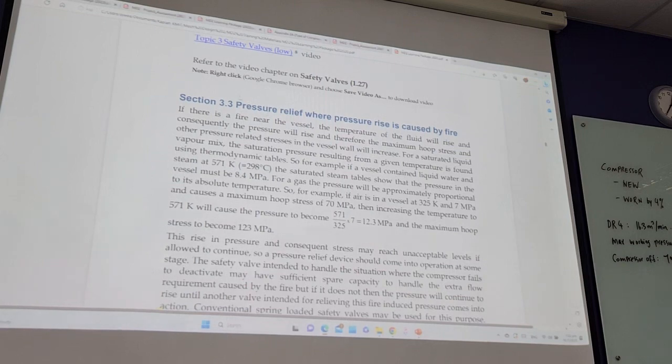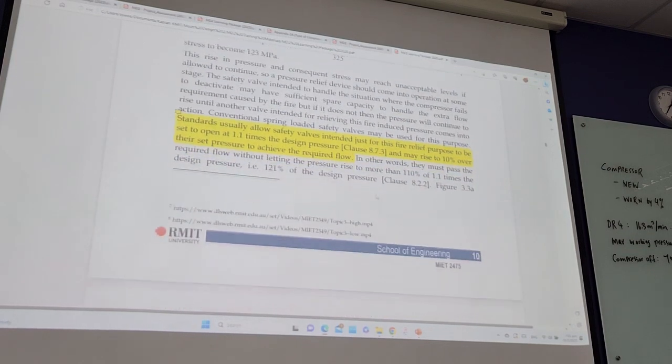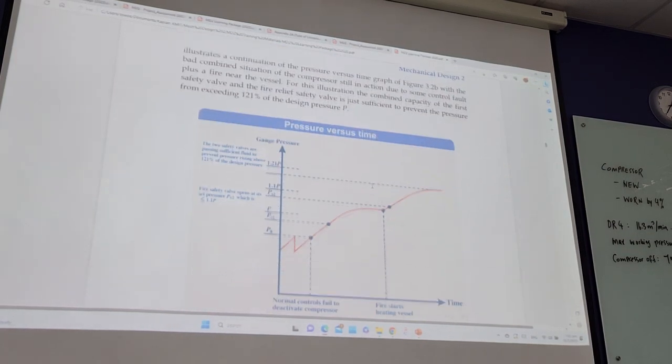Another scenario: pressure relief when pressure rise is caused by fire. Another safety factor. First is your compressor failed. Second scenario, the possibility there's a fire. So when there is a fire, what happens to your air receiver? Because of temperature increase, what happens to pressure? It builds up, so this is also dangerous. That's why we also have to install a safety device such that if there's a fire, we release the pressure.